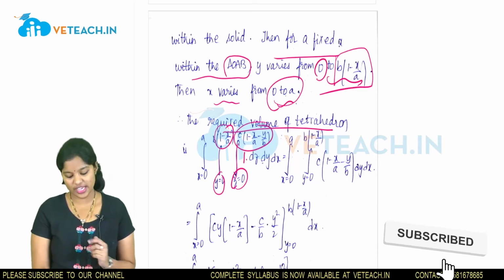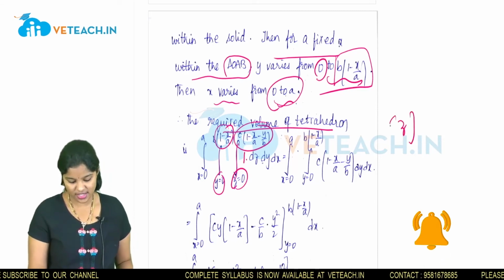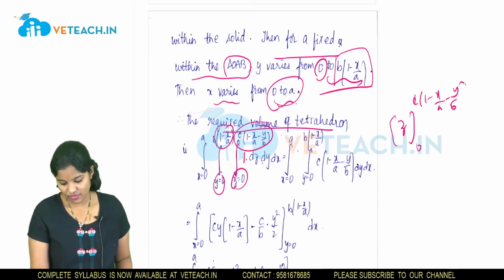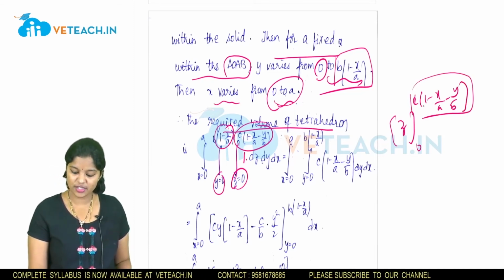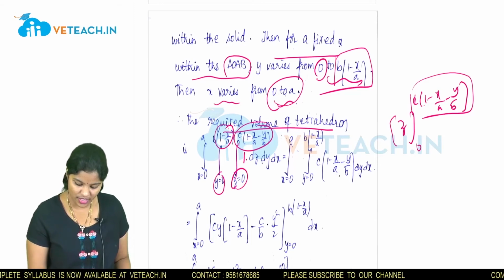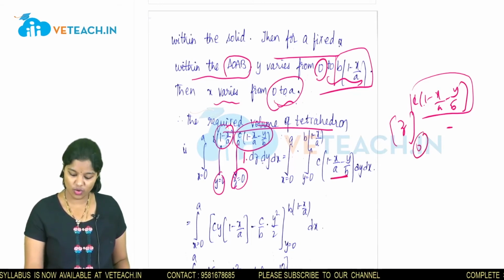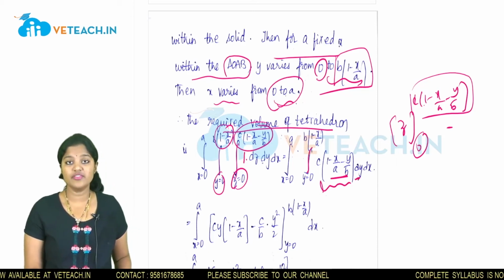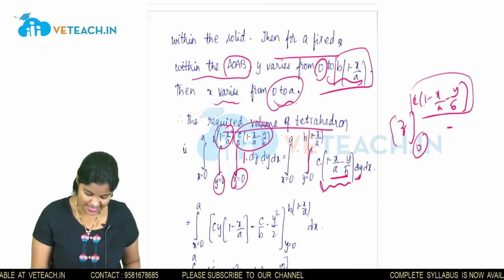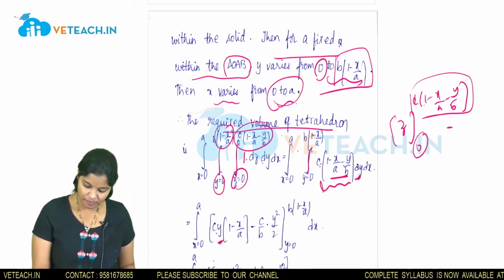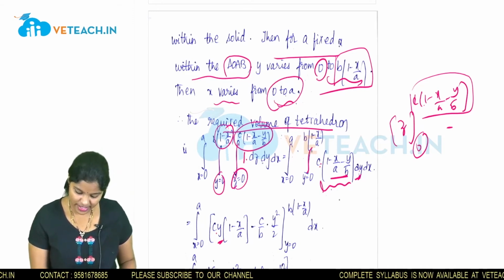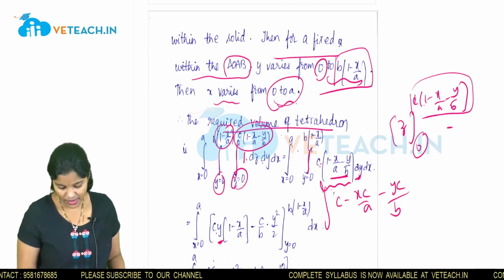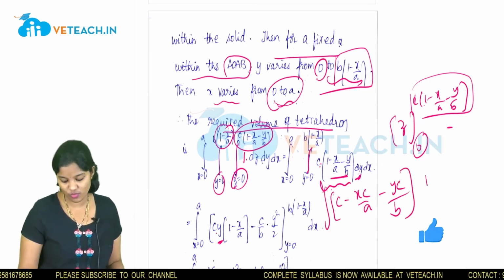Integration of dz means we will get just z from 0 to the limits. Apply those limits here. First we apply the upper limit, that means c into 1 minus x by a minus y by b, and minus of 0, the whole term will be 0. So this is our answer here. Next again we should integrate with respect to y. What will we get here? c minus xc by a minus yc by b. Now integrate this whole equation with respect to dy.